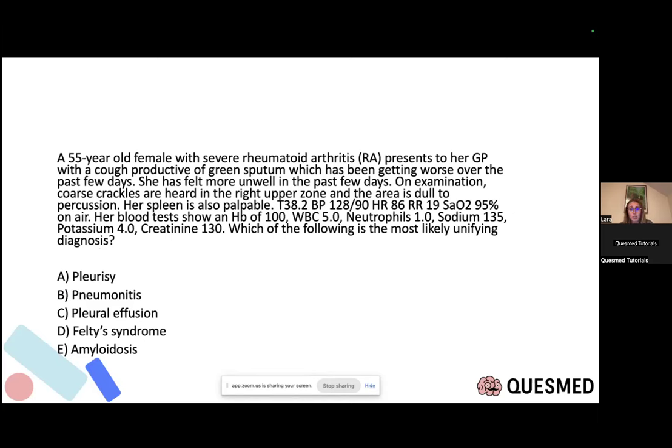She's febrile. She's borderline tachy. She has lower oxygen saturations than we would like. And her blood tests show that she is anemic. She's got a normal white cell count. Her neutrophils are low. And she's probably got a little bit of an AKI. Which of the following is the most likely unifying diagnosis? Pleurisy, pneumonitis, pleural effusion, Felty syndrome, or amyloidosis?